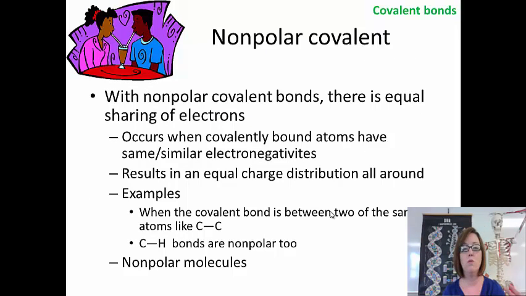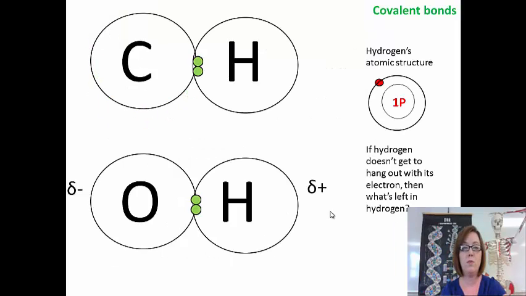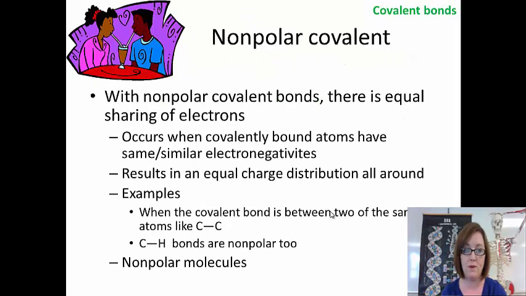All right, so with the upper scenario here, the carbon-hydrogen, that's a nonpolar covalent bond. With nonpolar covalent bonds, there's equal sharing of electrons. And this occurs when the covalently bound atoms have the same or similar electronegativities. It results in an overall equal charge distribution all around. You don't develop partial positive and partial negative charges. So some examples of this is when you have two atoms that are the same forming a covalent bond, like two carbons or two oxygens or two nitrogens. Those will always be nonpolar covalent bonds.